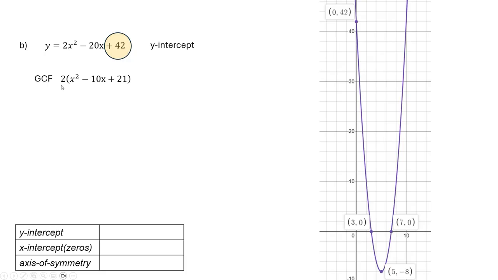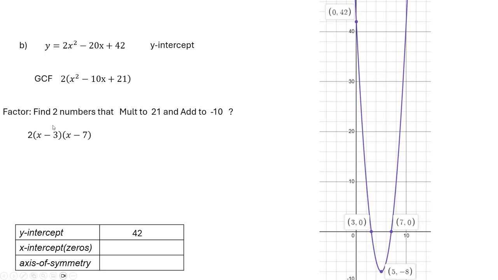And it just so happens that we can use our greatest common factor of 2 to reduce our trinomial a little bit. So we do that, we get 2 bracket x squared minus 10x plus 21. Now we can ask ourselves, what are a pair of numbers that will multiply together to be 21 and add together to be negative 10? Those two numbers are negative 3 and negative 7. But when we factor this, we have to remember to bring down our greatest common factor and put this here as well.